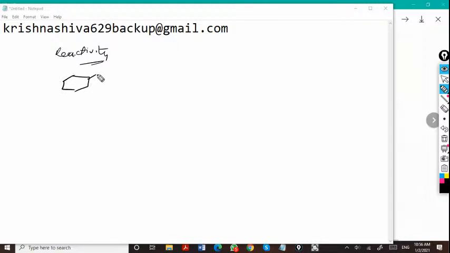Select the most reactive towards the electrophilic substitution reaction: NH2, NR3+, and so on.